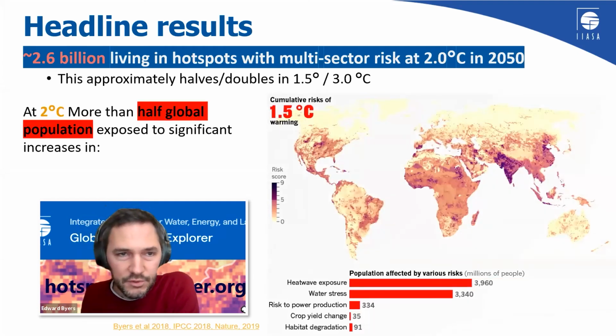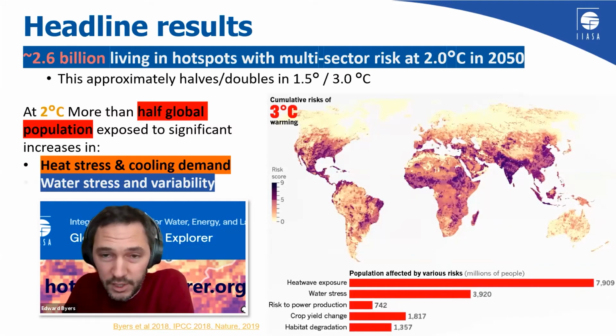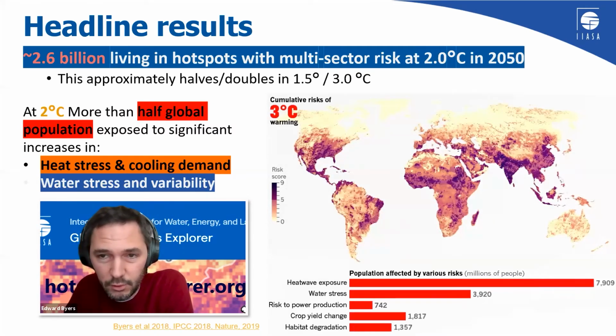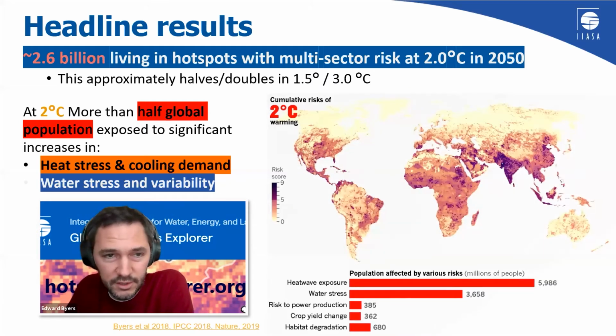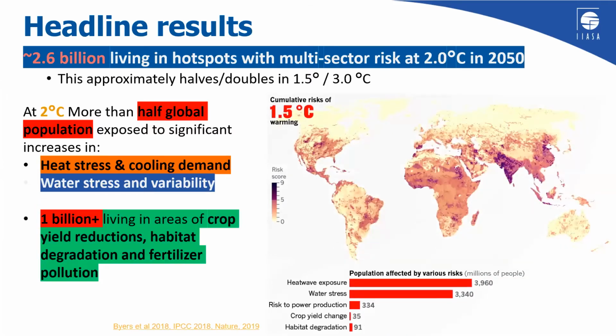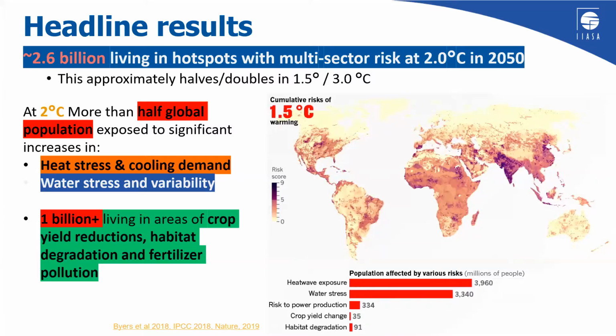In terms of more sectoral results, at 2 degrees, we see approximately half the global population living in locations with high water stress or high variability, or extremely hot, uncomfortable conditions and existing under heat stress. And also approximately 1 billion people living in areas with, we could say, moderate to severe crop yield reductions, habitat degradation, and/or high levels of fertilizer pollution.